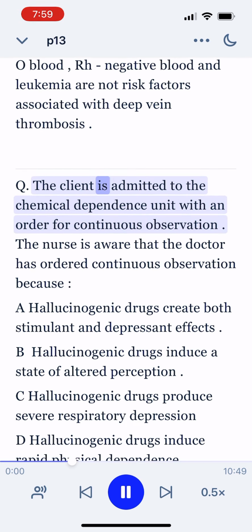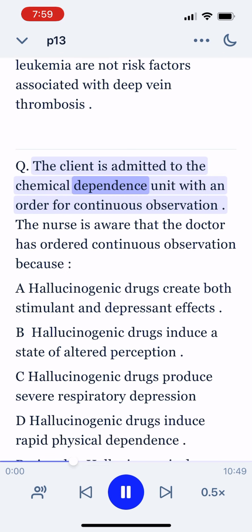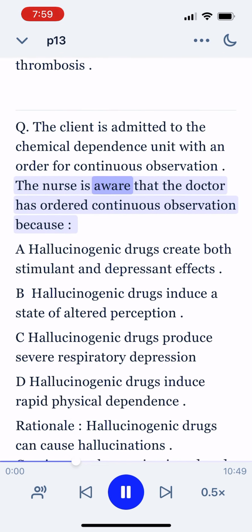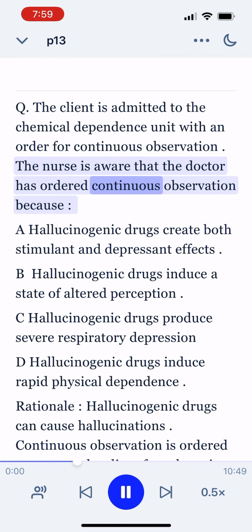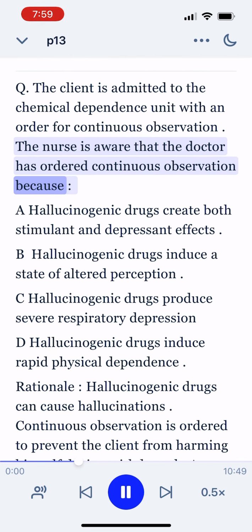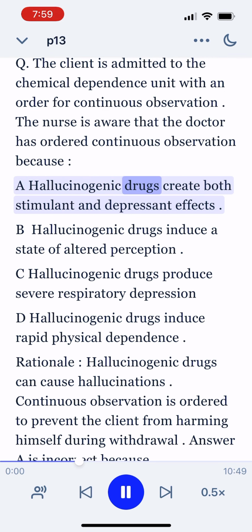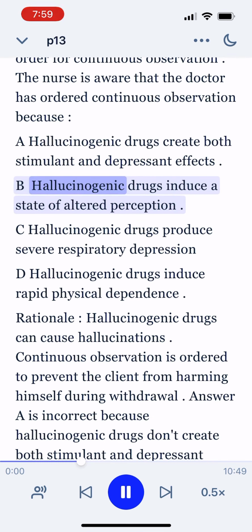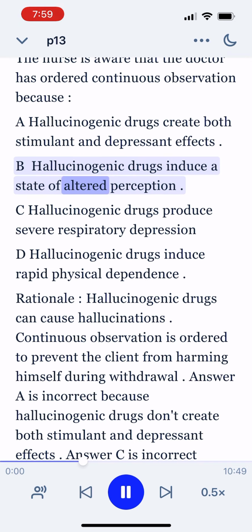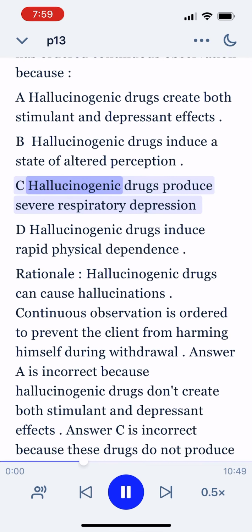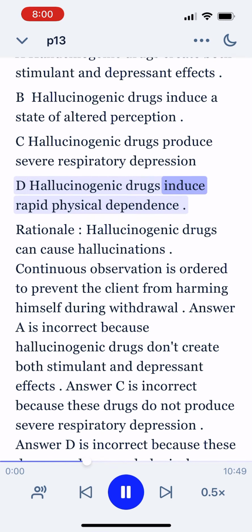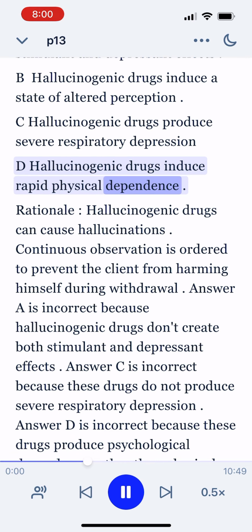Q. The client is admitted to the chemical dependence unit with an order for continuous observation. The nurse is aware that the doctor has ordered continuous observation because A. Hallucinogenic drugs create both stimulant and depressant effects. B. Hallucinogenic drugs induce a state of altered perception. C. Hallucinogenic drugs produce severe respiratory depression. D. Hallucinogenic drugs induce rapid physical dependence.